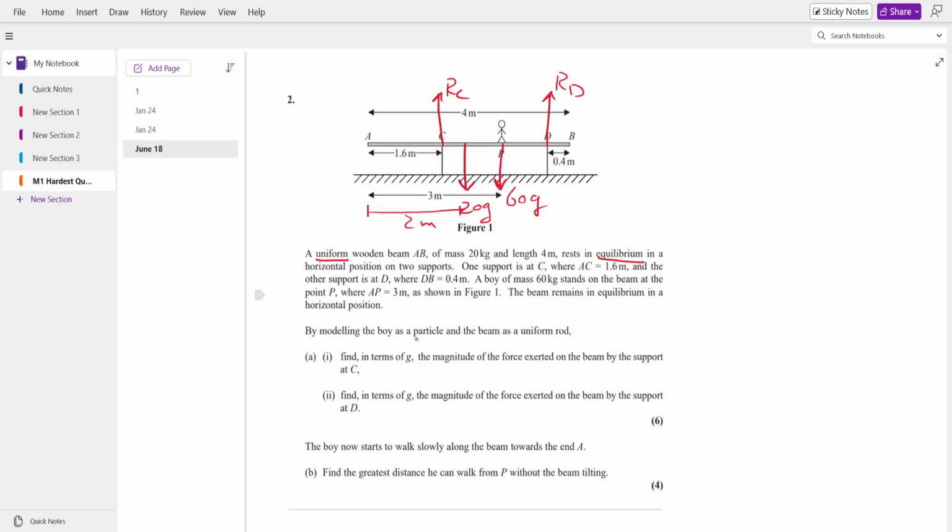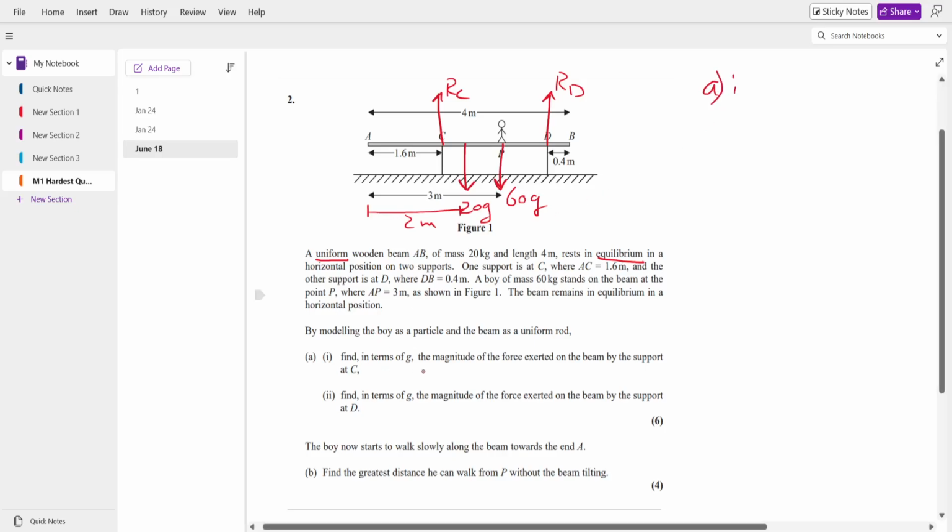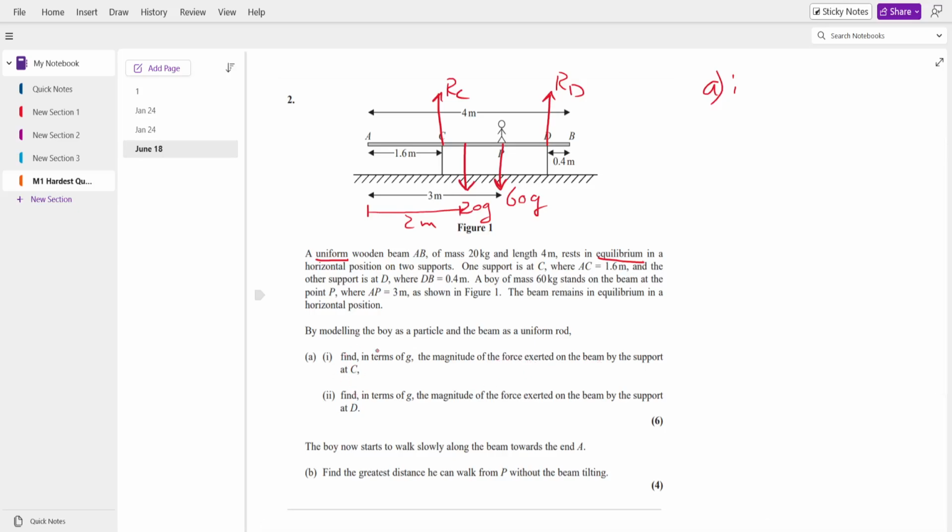It says, by modeling the boy as a particle and the beam as a uniform rod, find, in terms of G, the magnitude of the force exerted on the beam by the support at C. So we want to find the reaction force at C, the force exerted on the beam by the support. So it's the reaction force from the support on the beam.